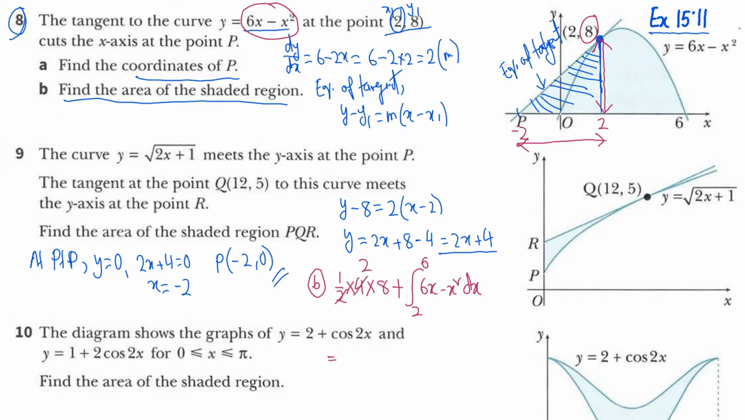Under the triangle we got 16, and now let's finish our integration, which is 6x squared by 2, or we can write 3x squared, then minus x cubed divided by 3. So we have done our integration. Now let's put in our limits 6 and 2.